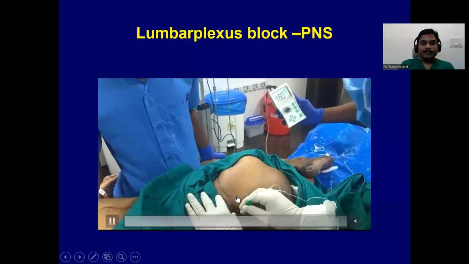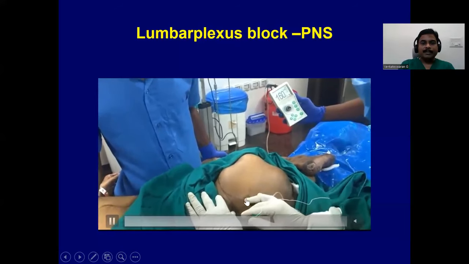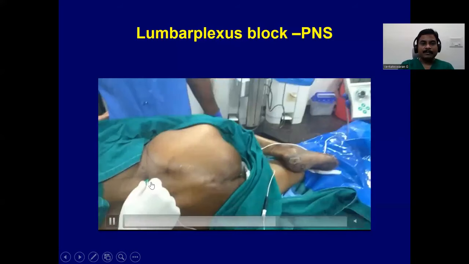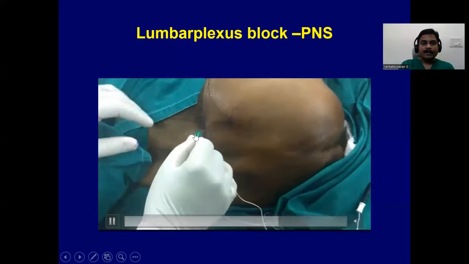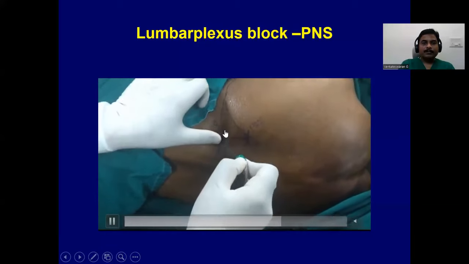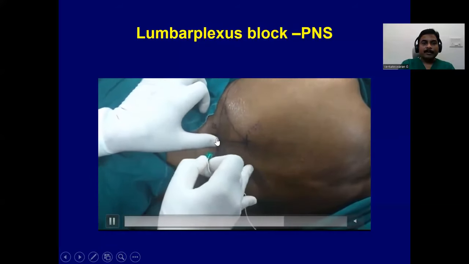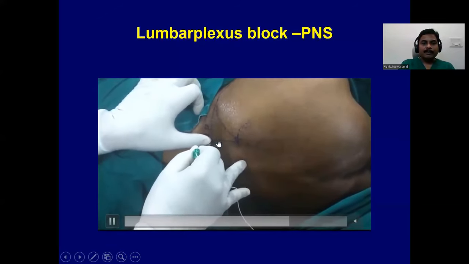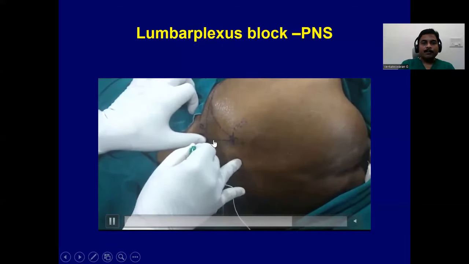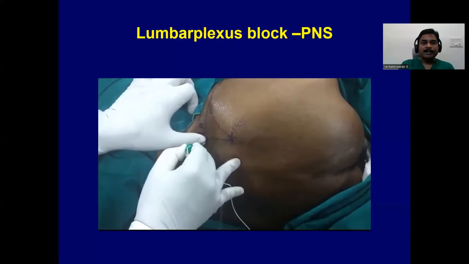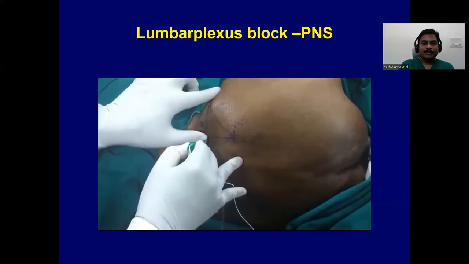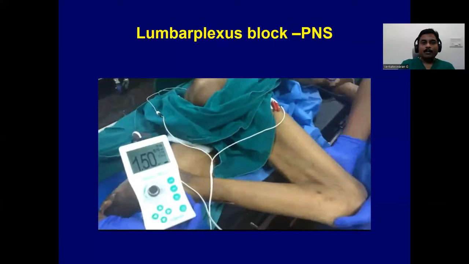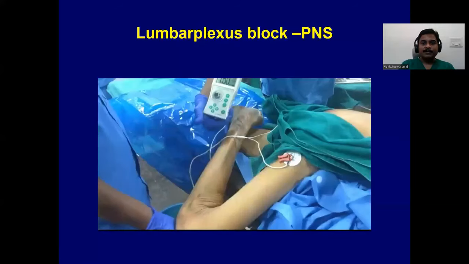By about 4 to 5 centimeters, you can see the needle will come in contact with the transverse process, beyond which you can't go. Once you hit the transverse process, you go either cephalad or caudal. Keep in mind we should not go more than 1.5 to 2 centimeters from the osseous contact of the transverse process. By continuous stimulation, you'll be able to get a quadriceps twitch at 1.5 to 2 centimeters.